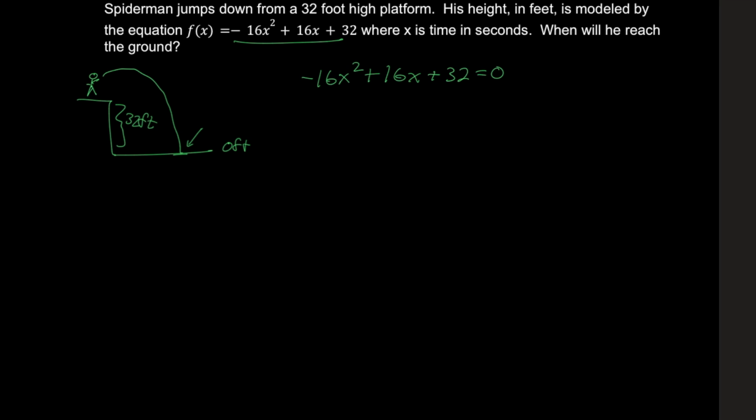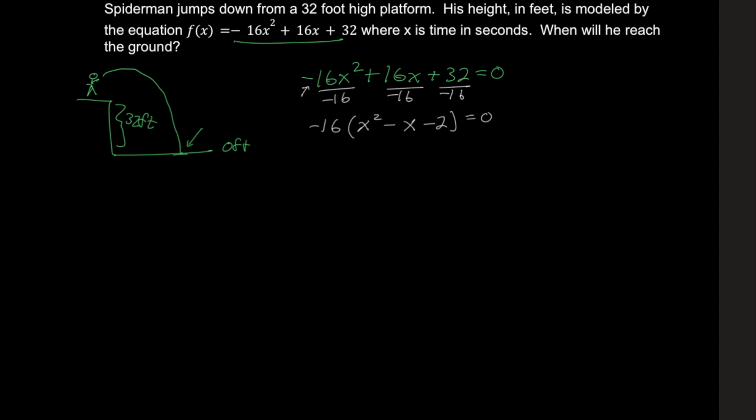So now that we have it set up, we just have to go through and solve this. So if we start solving, we're going to try solving by factoring. So looking at all three terms, is there a common monomial? Yes, it looks like 16 will go into all three terms. Negative 16 because the leading coefficient is negative. So I will divide all three terms by negative 16, which will give me positive 1x squared, or just x squared, minus 1x, or just x, and minus 2 equal to 0.